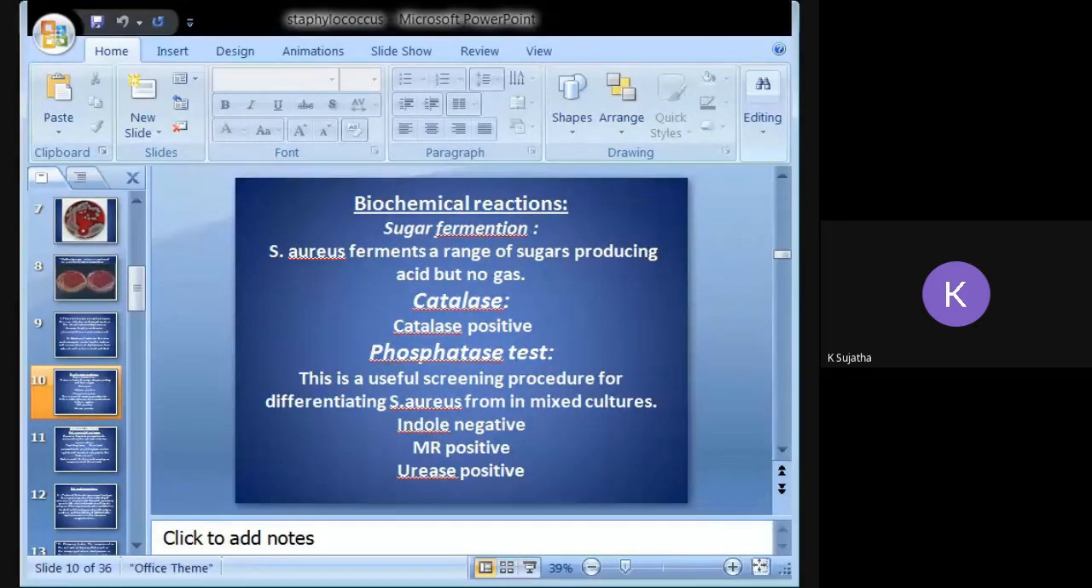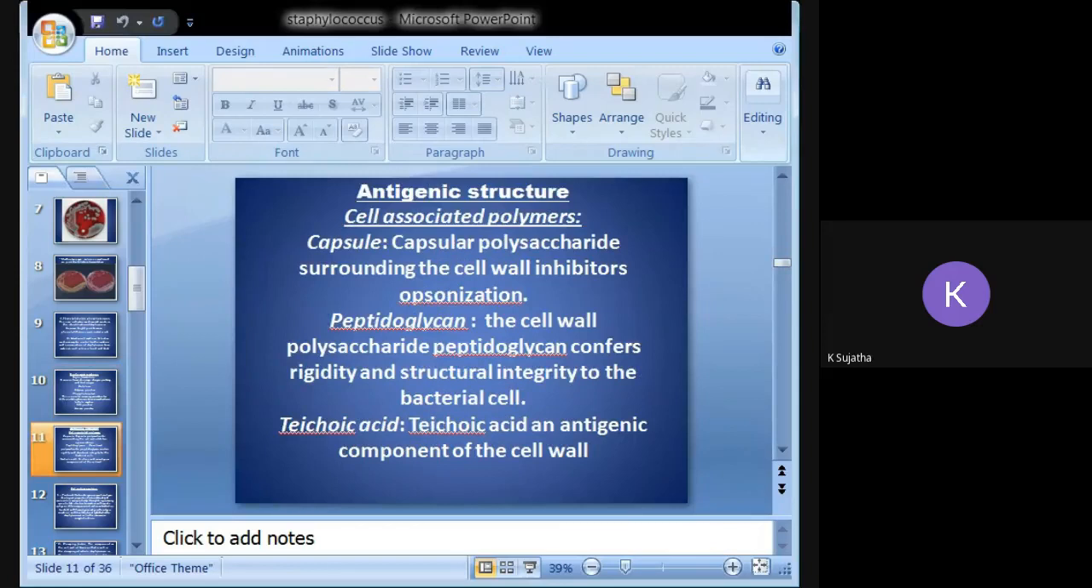Next, these are all biochemical reactions. This topic is also completed, I just remind you. Catalase positive and phosphatase test positive. Indole test is negative, MR test is positive, urease test is also positive, sugar fermentation test is also positive. Positive means this bacteria produces acid but no gas.